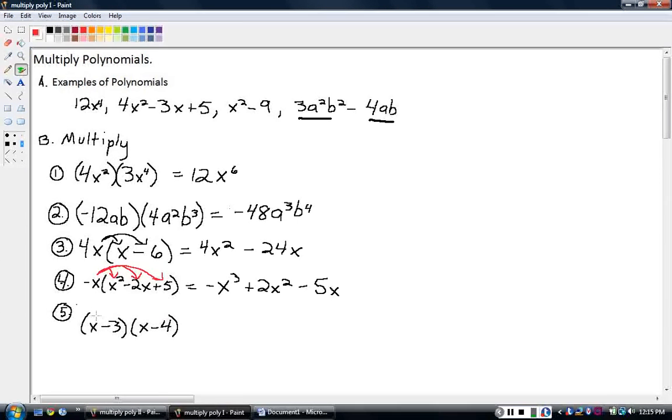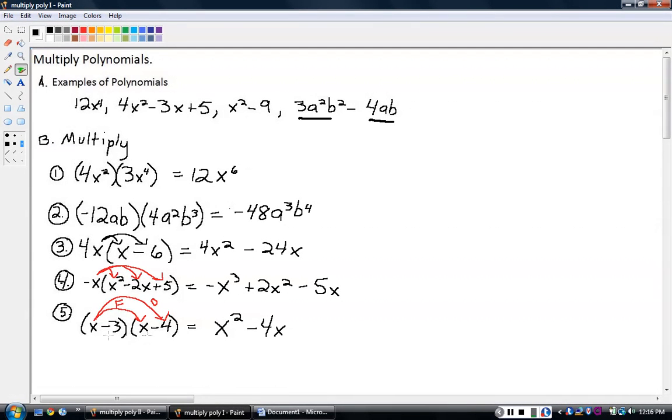So we use the acronym FOIL. The F stands for first. That's this term times this term. That's my first two terms. So that's the F in FOIL. We all know that x times x is x squared. And then I'm going to multiply the two outer terms next. That is the x times the negative 4. That's my O in FOIL because those are the outside terms. So x times negative 4, of course, is negative 4x.